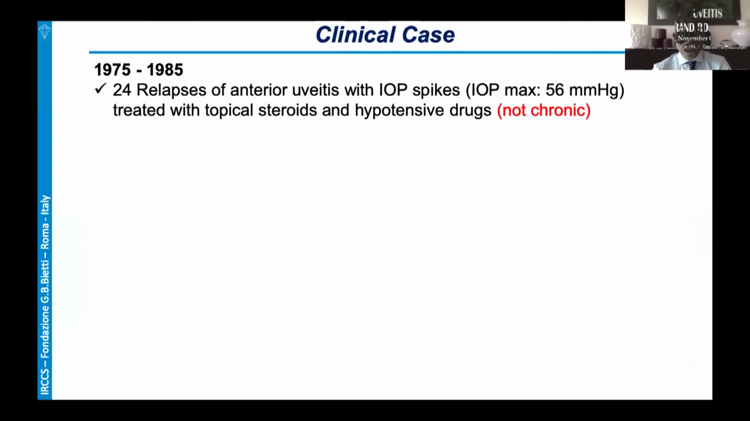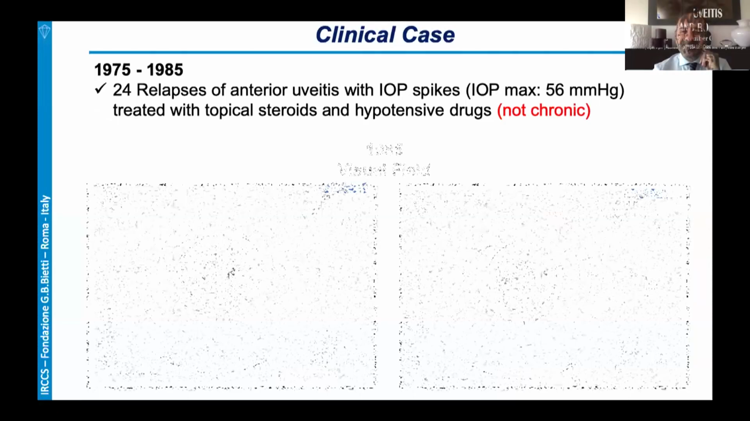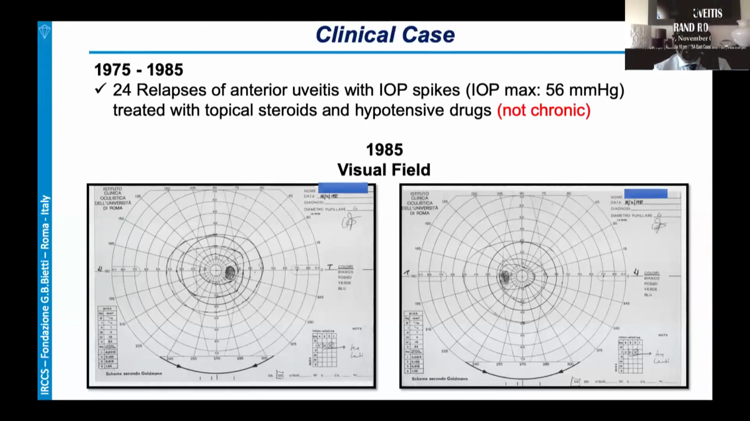In the next 10 years, the patient had 24 relapses of hypertensive anterior uveitis, and the maximum IOP spike described was 56 millimeters of mercury, treated every time with topical steroids and hypotensive drugs, so not chronic therapy for the hypertension. This was a visual field at the end of these 10 years, so quite normal in both eyes.